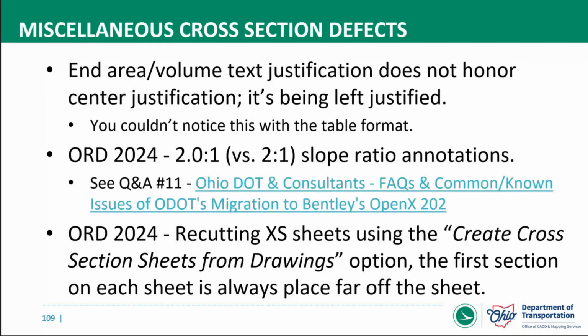So JD was talking about some defects. I threw some in here that were specifically related to cross sections. Related to this change, the column format, those text favorites that are used for the end areas and volumes, it's not honoring the center justification. So it's just being left justified. So you would never really notice that in that other table format.